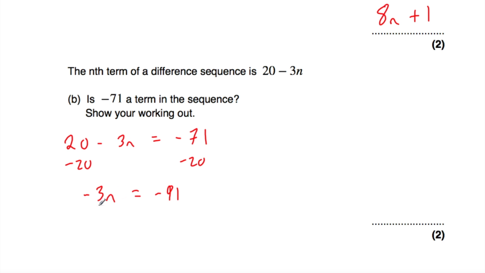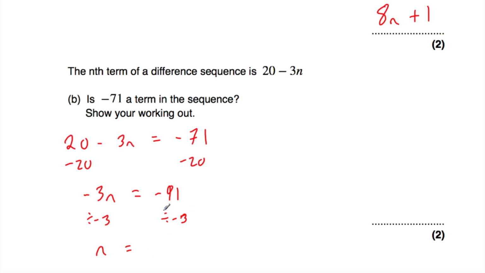Now, we want to get the n on its own, so we don't want this multiplied by negative 3. This is negative 3 times n. So if we want to get rid of this times by negative 3, we're going to divide both sides by negative 3. So negative 3n divided by negative 3 would just be n, because we're dividing by negative 3 to get rid of the times by negative 3. And then if we had negative 91 divided by negative 3, well, a negative divided by a negative is a positive, so that's going to be a positive number.